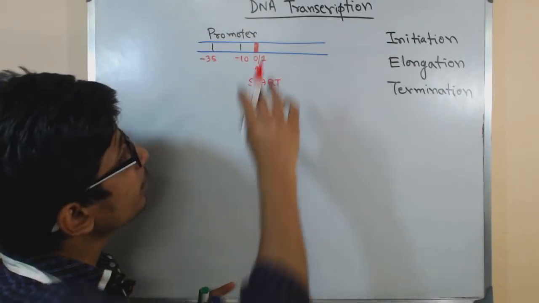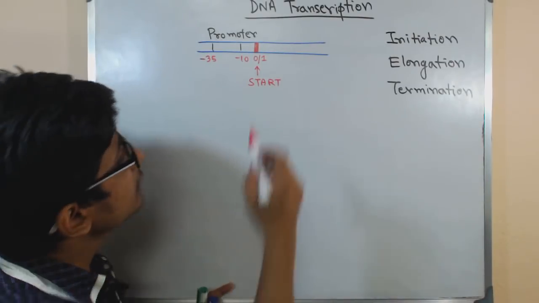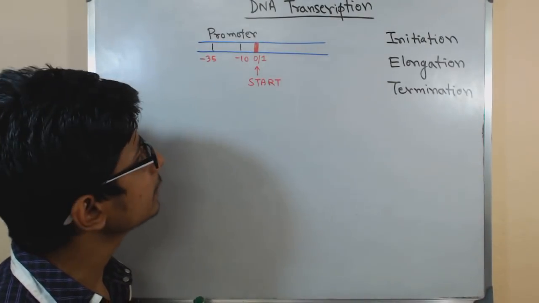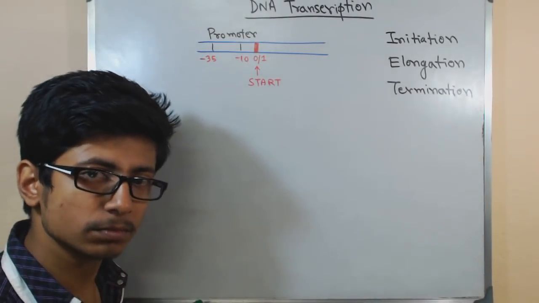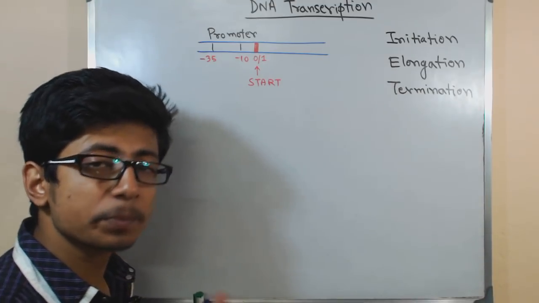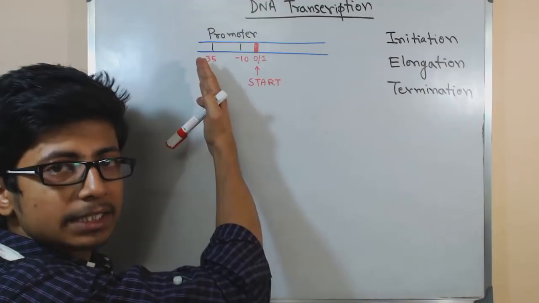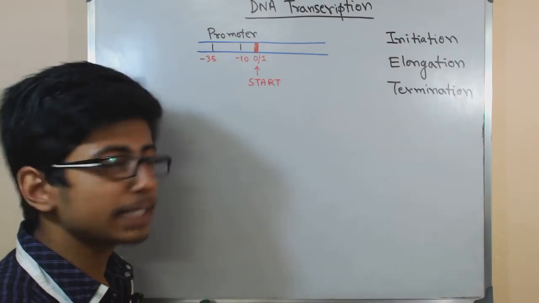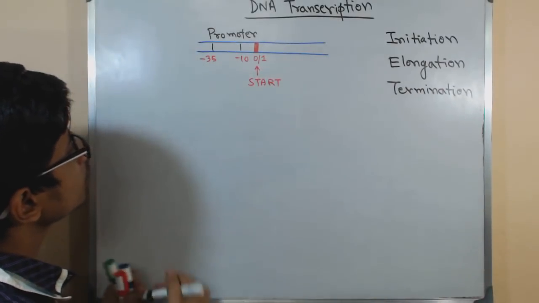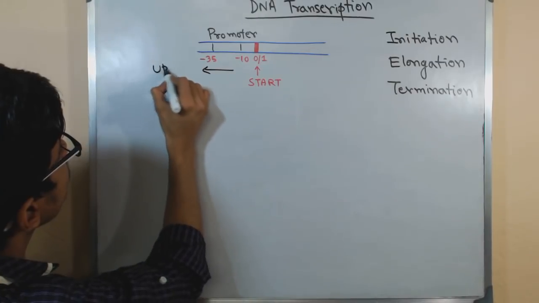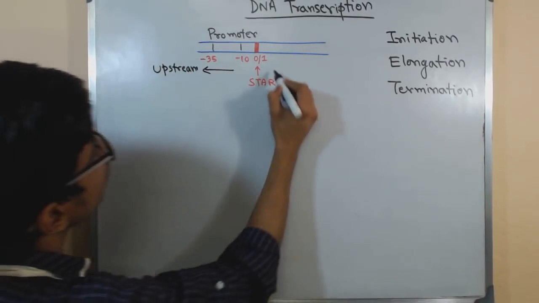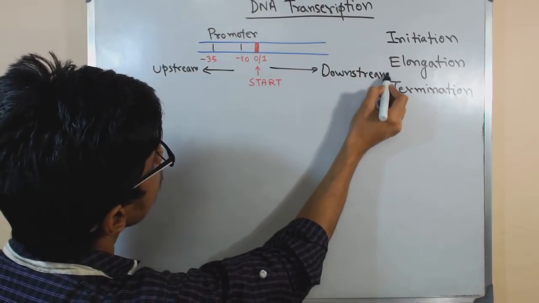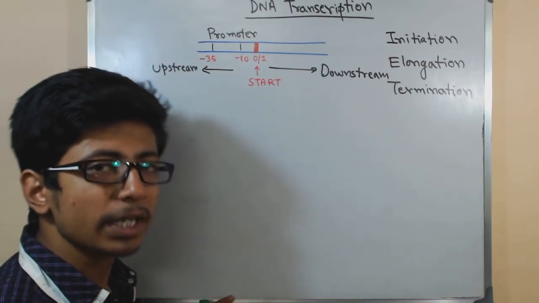So in the sequence of this DNA, this is the site from where the transcription must start, right? If we take that as point 0, whatever nucleotide sequences are present before that are termed upstream elements. Whatever nucleotide sequences are present after that are known as downstream elements. So whatever is here is called upstream, and whatever is in this direction is called downstream. These are the two different types.